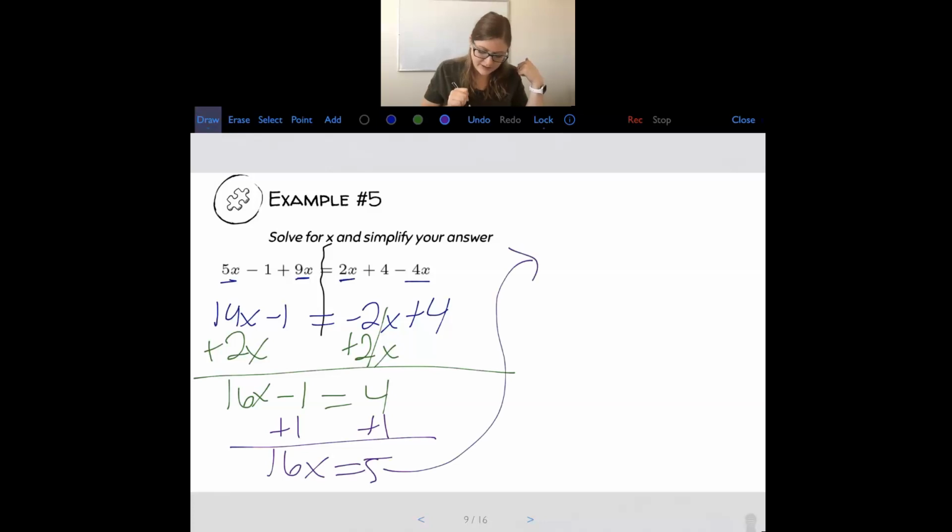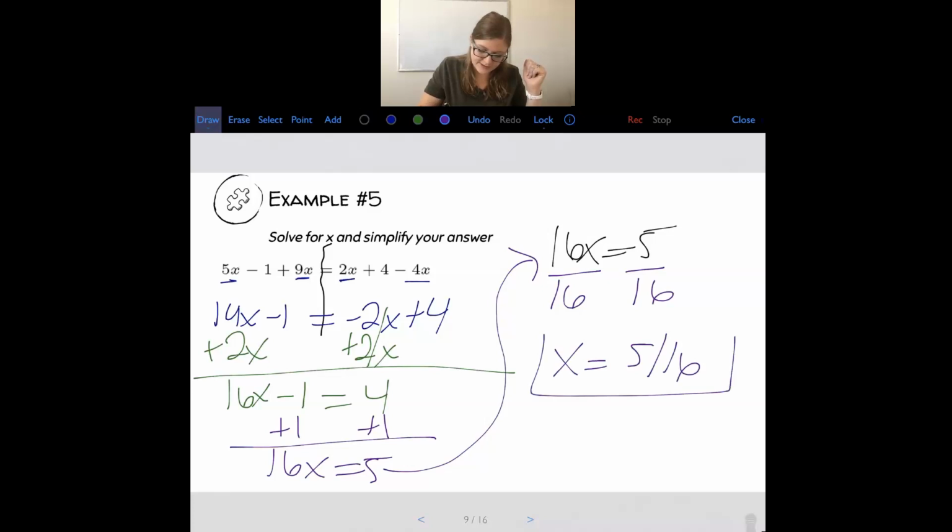And I'm going to go over here. I'm going to rewrite this. Okay, and so here, 16 times what is equal to 5. This is a case where maybe it's easier to divide by the number in front of x to get x is equal to 5 over 16. This one might be easier to check in your calculator.